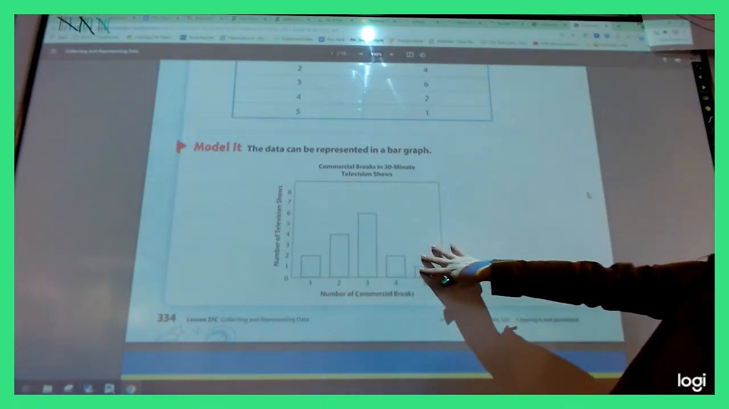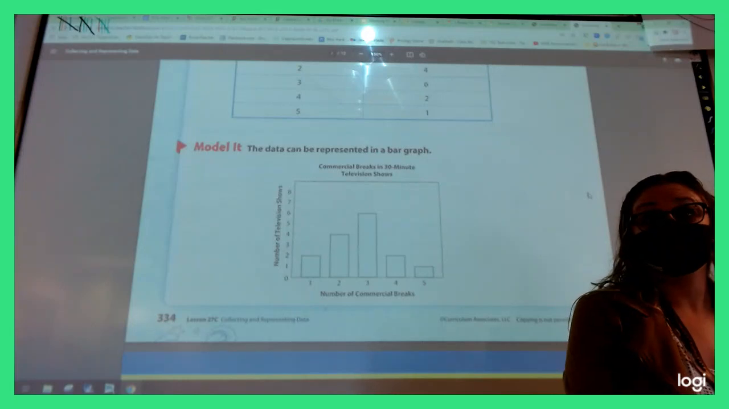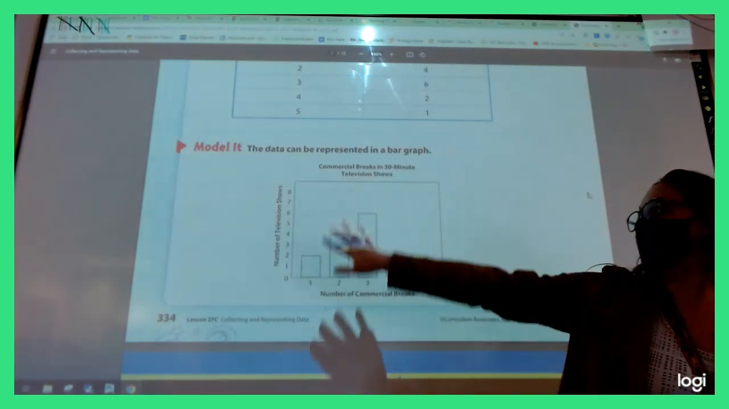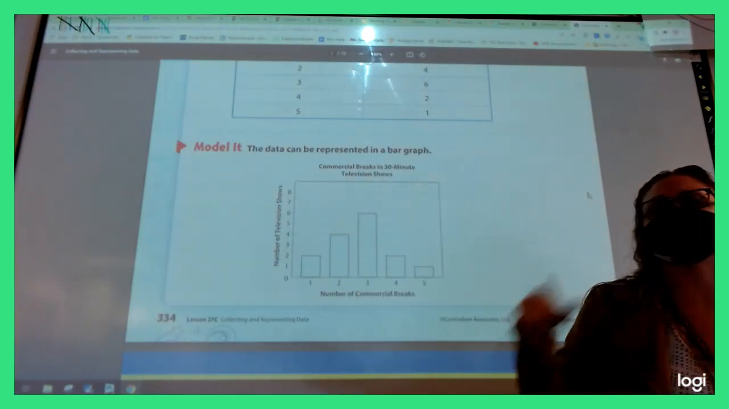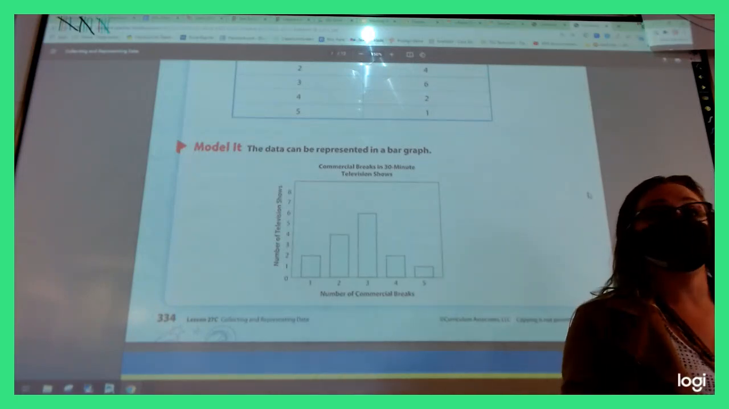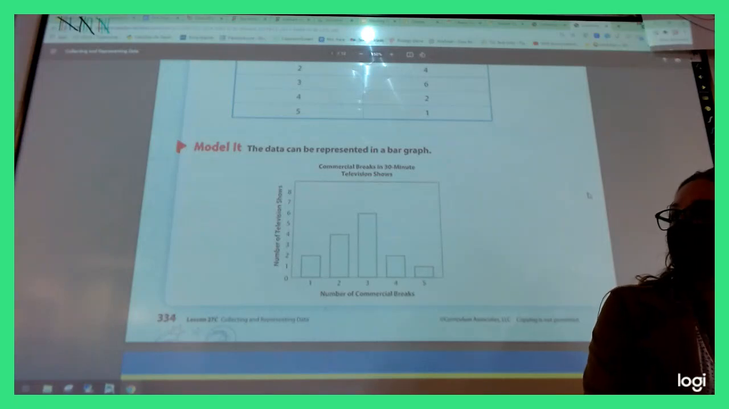How does the graph help us make sense of the data maybe better than just the table? What part of it? And think about, your teacher's very visual. I draw a lot of pictures. Why do you think this graph helps us make sense of this better? Cadence? It doesn't have a bunch of random numbers. Okay, it's not just a list of random numbers, which can sometimes confuse us. Zoe?